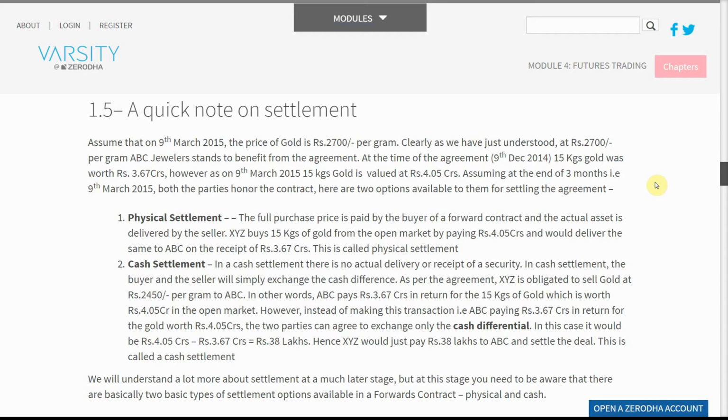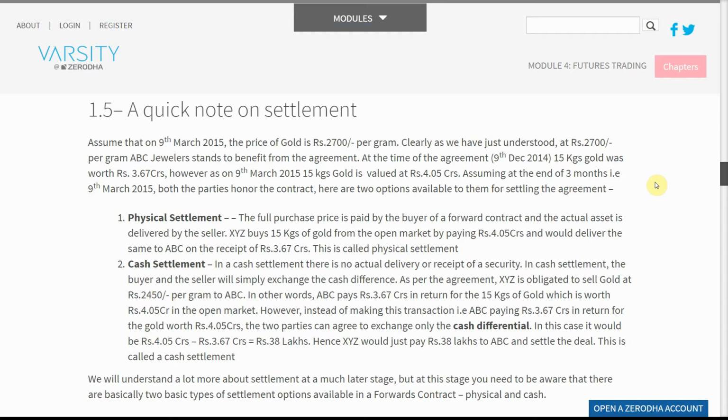3.67 crore. However, as on the 9th of March 2015, 15 kgs of gold is valued at 4 rupees and 5 paise crore. Assuming at the end of 3 months, i.e. the 9th of March 2015, both the parties honor the contract. Here are two options available to them for settling the agreement.